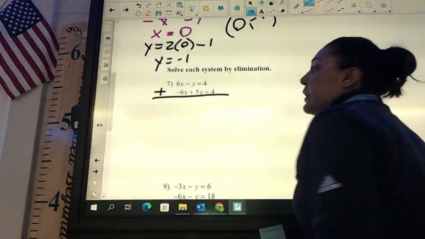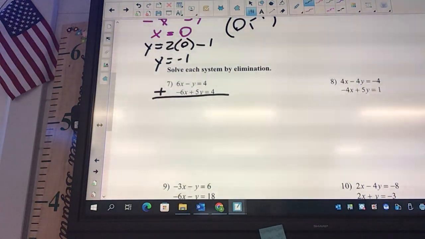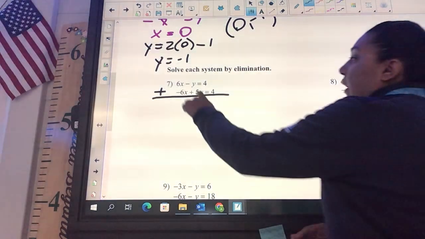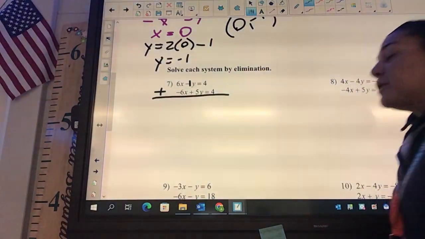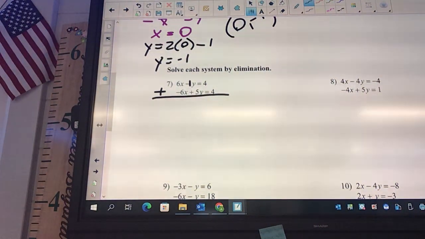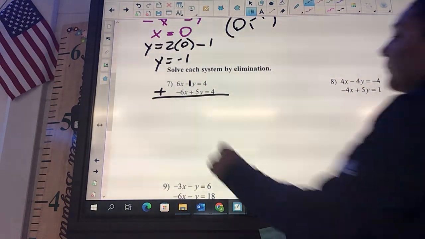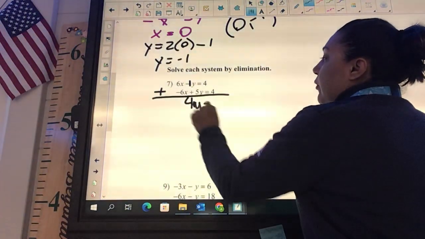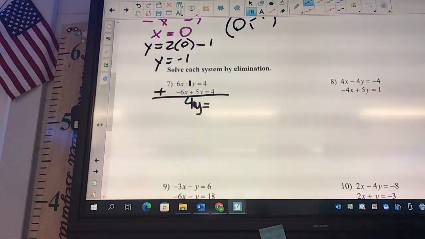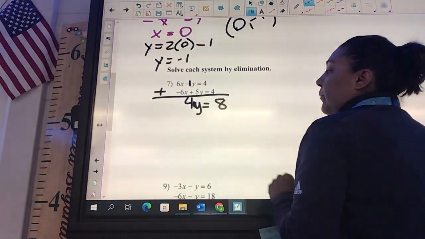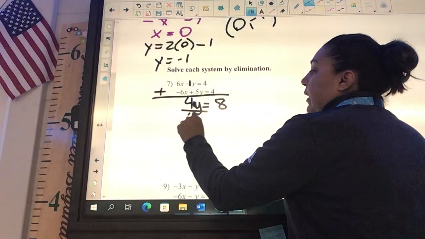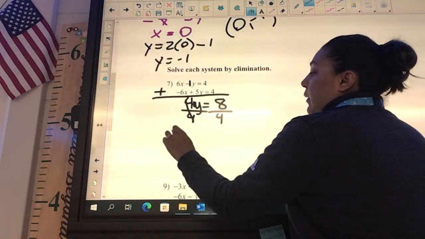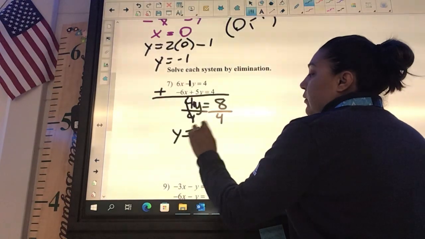Well, what is negative 6 plus, or 6 plus negative 6? 0. So essentially, the x's cancel. And I would fill in any ones. Okay, so negative 1y plus 5y, 4y equals 4 plus 4, 8. Okay, and then we're going to divide by 4. So we get y equals 2.